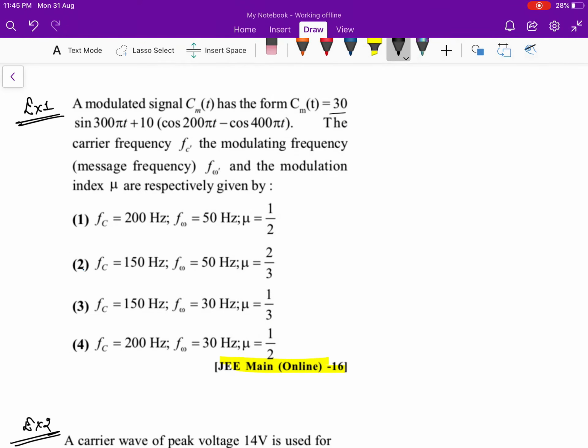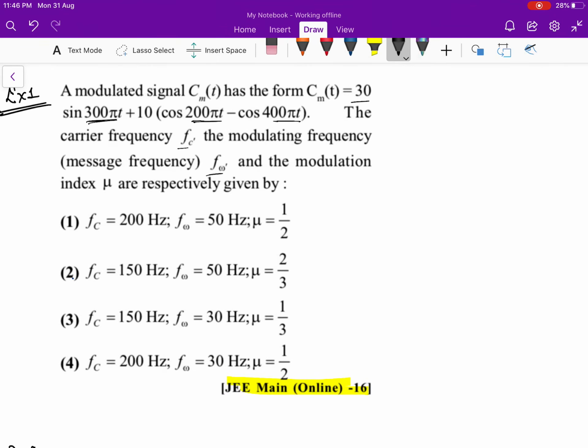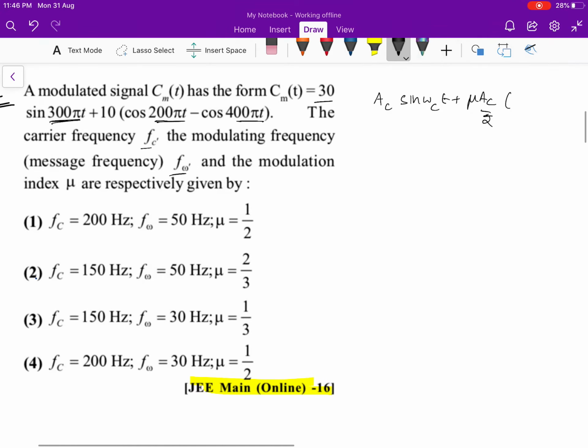This is of the form 30 sin 300 pi t plus 10 cos of 200 pi t minus cos of 400 pi t. The carrier frequency Fc, modulating frequency, message frequency Fm you can call, and the modulation index mu are respectively given by. So if you remember the expression, typically we have something like Ac sin omega c t plus mu Ac by 2 into what we had, that sin or cos, whatever you write, cos of omega c plus omega m and omega c minus omega m type of terms that you can recall.